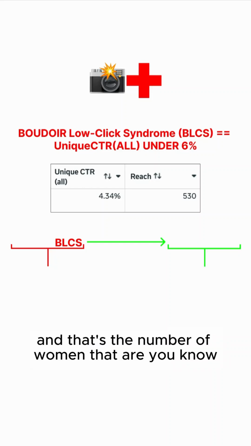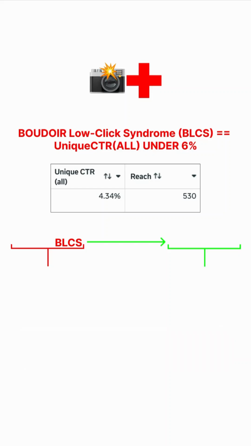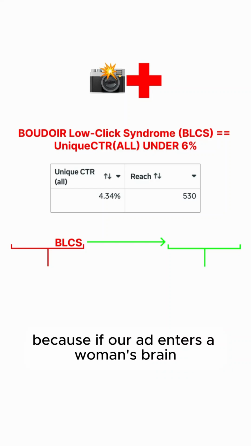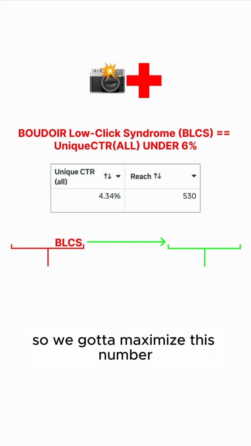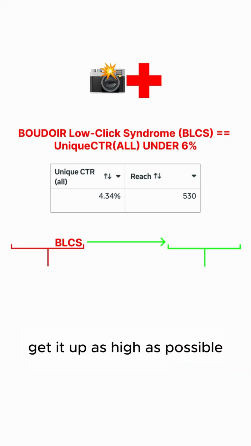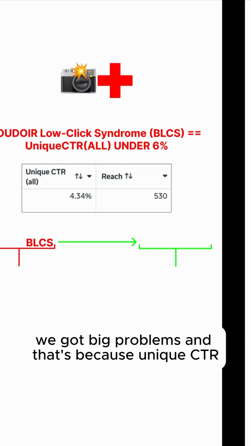And that's the number of women out of 100 that our ad is actually entering their brain. And we care about that because if our ad enters a woman's brain, that's the only possible time she will ever buy from us. So we got to maximize this number, get it up as high as possible. 6% is the minimum. If we're below 6%, we got big problems.